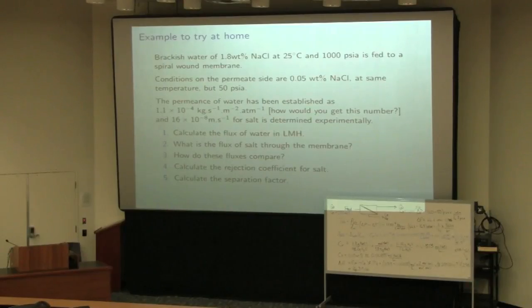Salt flux here, every hour through our membrane per meter squared, we're getting only 10 grams of salt permeating through. Whereas our volumetric flux up here was 19.7 liters per meter squared. So very, very high flux of water through the membrane, very low flux of salt, as expected. The membrane is doing what it's supposed to do. Okay, so that's what part 3 is: how do the fluxes compare? Very low salt content per hour per meter squared relative to the water content per hour per meter squared.